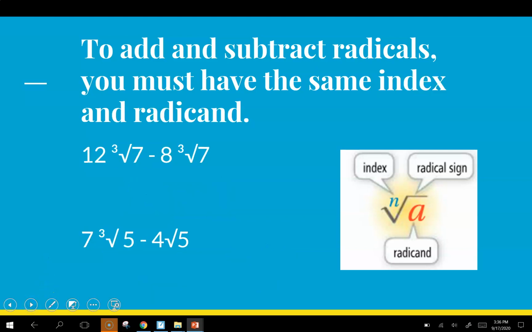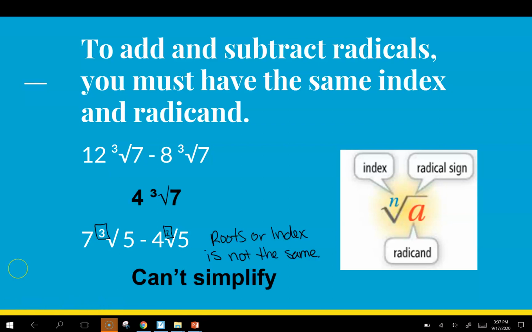Okay, I would like you to try these. Go ahead and pause the video and see if you got them. All right, so check with me. Our top one, they both had a cube root of 7. It was the exact same, so I got to do 12 minus 8 to get 4. Our bottom one, they both have a 5 inside, but my problem here, they have different roots. There's a cube root 5 and a square root 5. Not the same thing, so I cannot simplify. It is done.